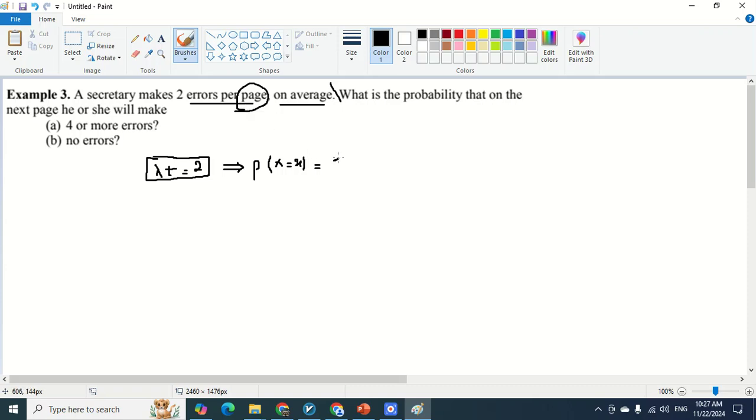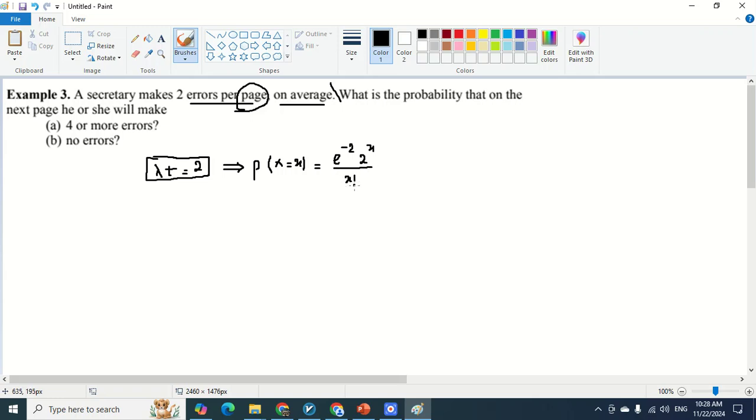So the probability of X equal to x is e to the power of minus lambda t, which means e to the power of minus 2t should be considered here. Minus lambda t is 2, so it's e to the power of minus 2, times lambda t to the power of x, meaning 2 to the power of x, over x factorial. This is the distribution function here.